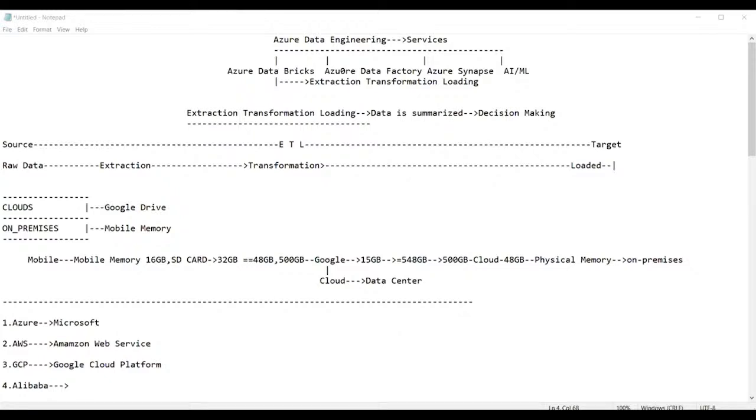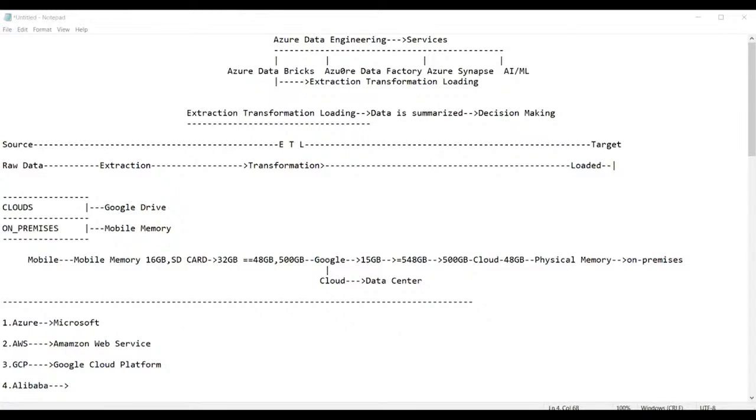Sir, are you explaining the deployment process? Yes, of course, we will see the deployment process. This is all a technical subject. ADF and ADB, the deployment process is required. Yes, sir.